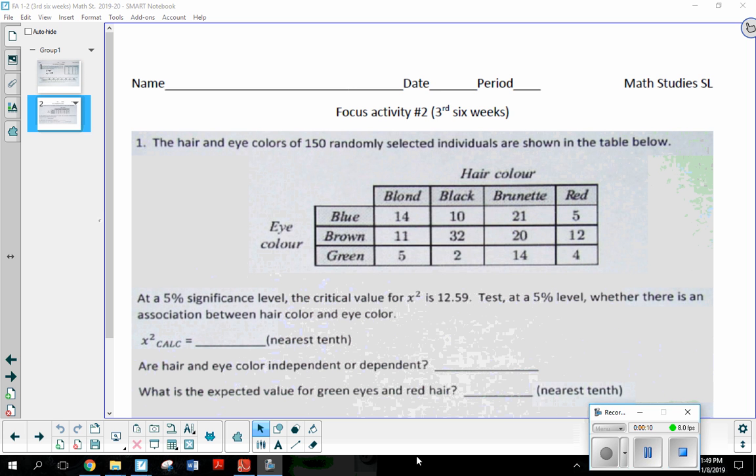Okay, so this goes back a ways. We're looking at a 2x2 contingency table, and we're going to use the chi-squared test for independence. It says the hair and eye colors of 150 randomly selected individuals are shown in the table below. We have blue, brown, green for the eyes, blonde, black, brunette, and red for the hair color. At a 5% significance level, the critical value for chi-squared is 12.59. Test at a 5% level whether there is an association between hair color and eye color.